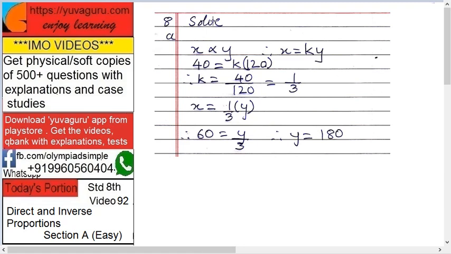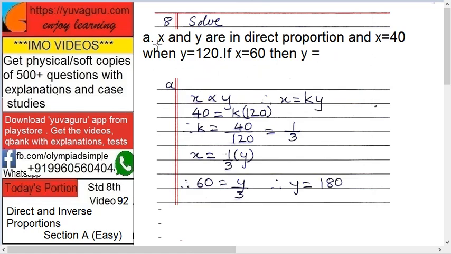Next is solve. There are 4 sub questions, so we'll solve each one by one. What are the sub questions? Each sub question we'll see. X and y are in direct proportion and x equals 40 when y equals 120. If x equals 60, then y equals what? Similar problem to the earlier one.